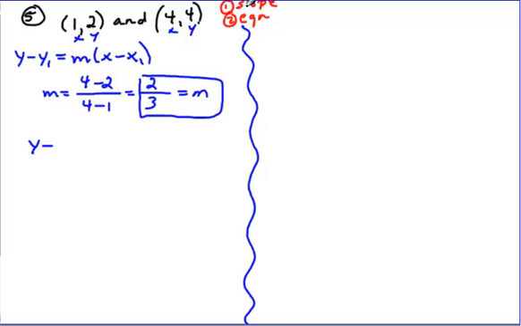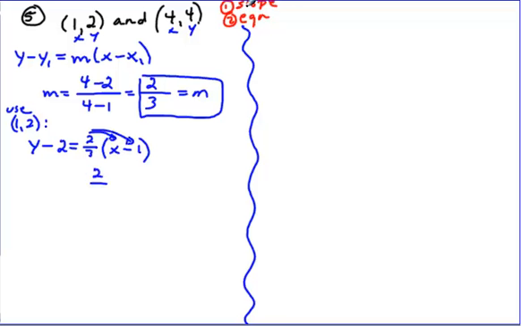Y minus, which point do you want to use up here on top? You want to use the 1, 2, or this 4, 4? Doesn't matter which one you use, but let's just pick one. You use 1 point only, so we'll use that one. Y minus y1, so we're using a 2, equals, for the m, we'll put in what? Okay. Then we have x minus, and what's going in now? 1. Okay. Then what do you do? Clean it up, distribute it to both pieces.